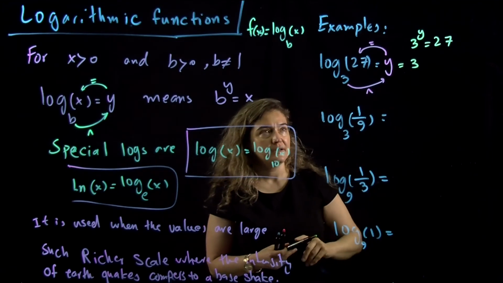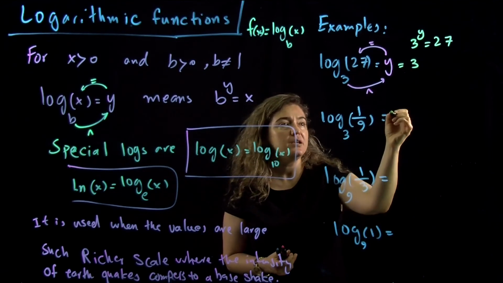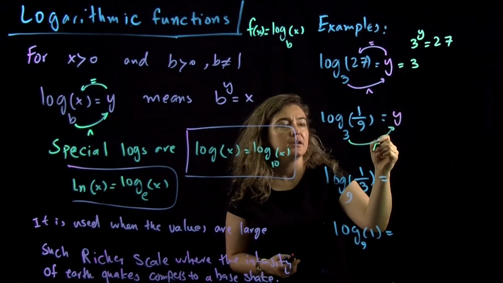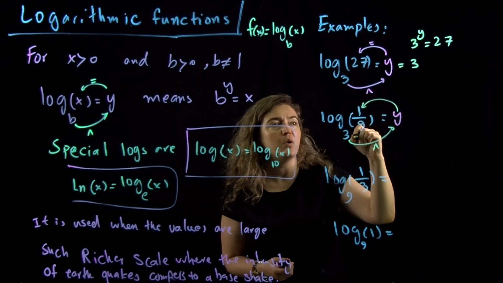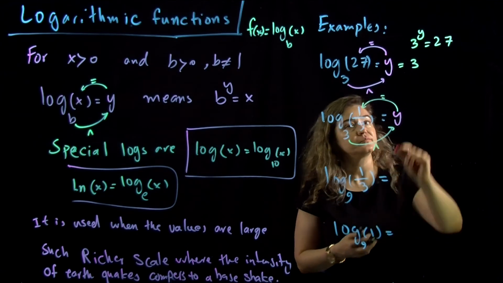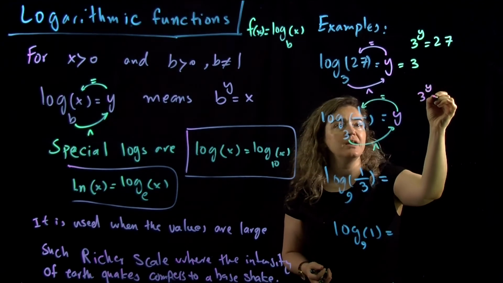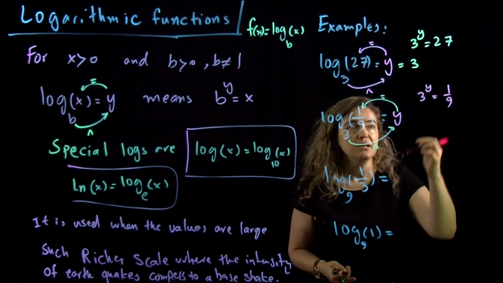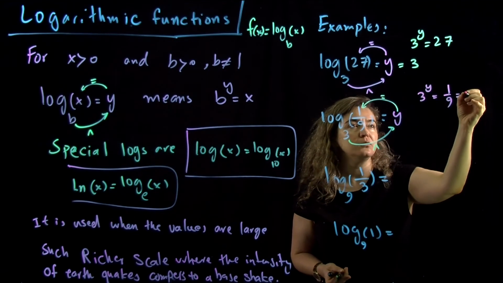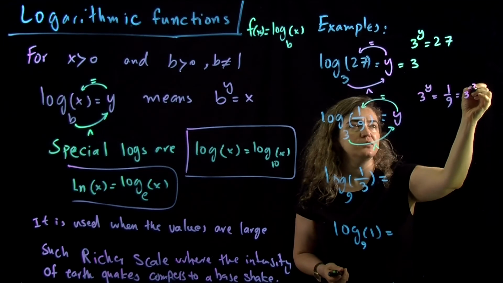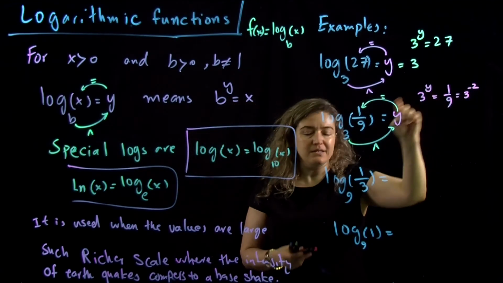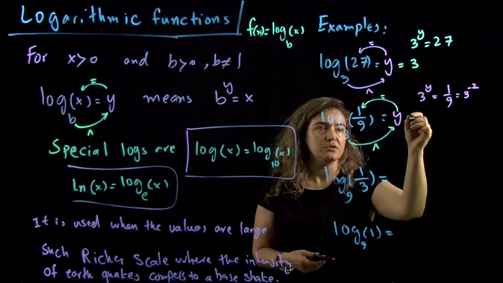Now, here again, remember, 3 to whatever value of y I get here is going to give me 1/9. That is, if I write it down, 3 to power y is equal to 1/9. Let's see what 1/9 is equal to. 1/9 is equal to 3 to power -2. So y has to be equal to -2.